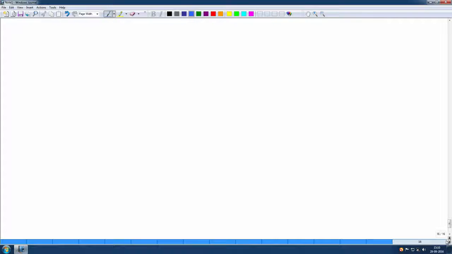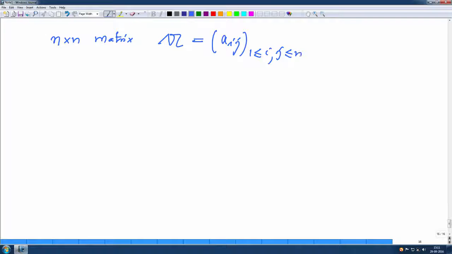Now about finding the inverse. So now let us take an arbitrary n cross n matrix A, which is (a_ij), with 1 less than or equal to i, j less than or equal to n, and this is a square matrix of order n.